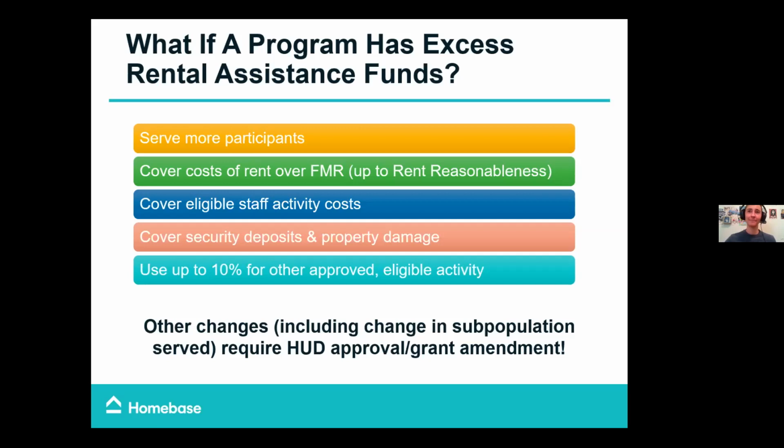Additionally, as I noted on the previous slide, you can cover things like security deposits, property damage, and costs of rent up to or over fair market rent, as long as the rent is reasonable. And you can move up to 10% of any one line item to another eligible approved line item. Other changes, including a change in the subpopulation you're serving, require HUD approval through a grant amendment.